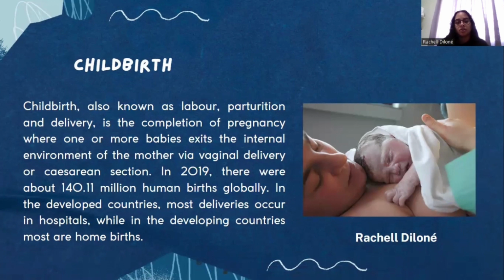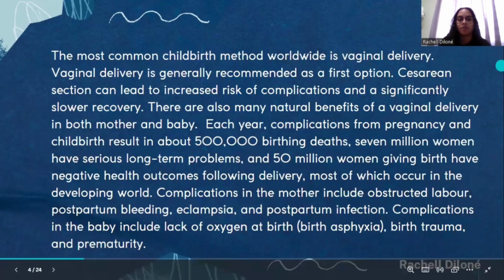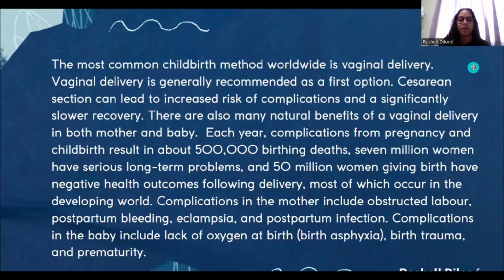In the developed countries, most deliveries occur in hospitals, while in the developing countries, most are home births. The most common childbirth method worldwide is vaginal delivery. Vaginal delivery is generally recommended as a first option. Cesarean section can lead to increased risk of complications and significantly slower recovery. There are also many natural benefits of a vaginal delivery for both mother and baby.